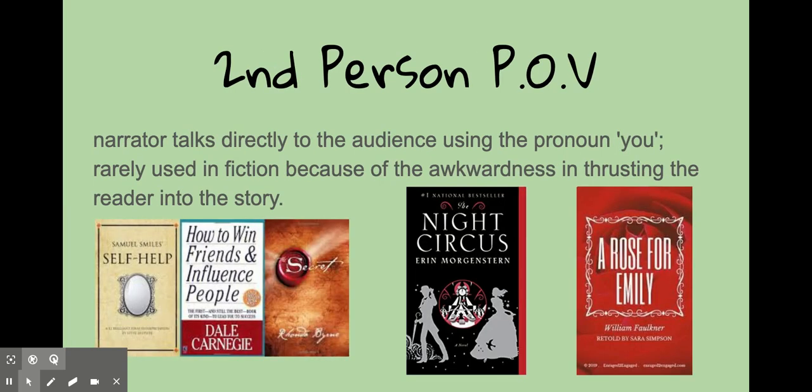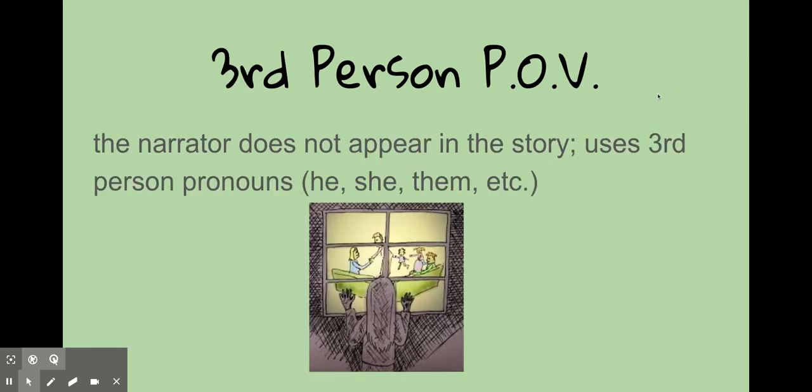Second person point of view is just when the writer speaks directly to us, the reader, and they address us as you. So they're talking directly to us. You see this a lot in self-help books. I put a couple examples here of a novel and a short story that use that second person point of view and speak directly to us, but it's not very common in fiction because it's kind of awkward to put the reader into the story that way.